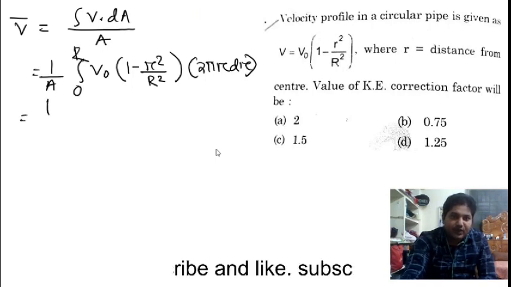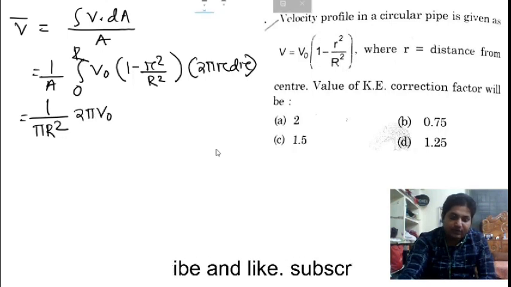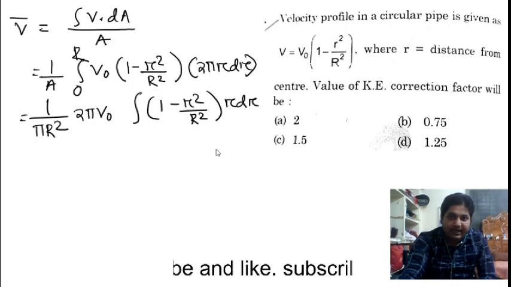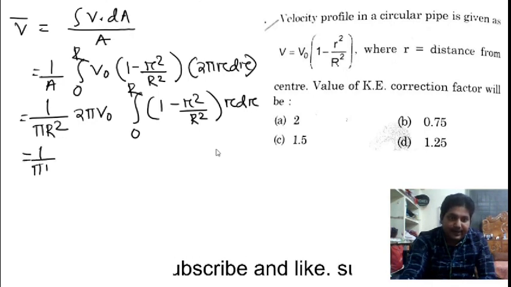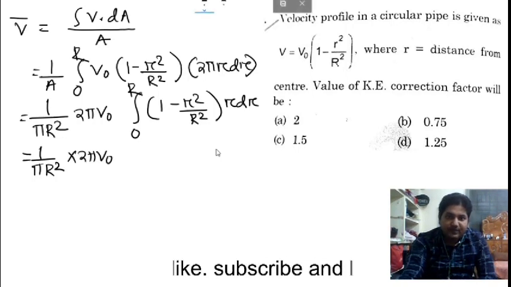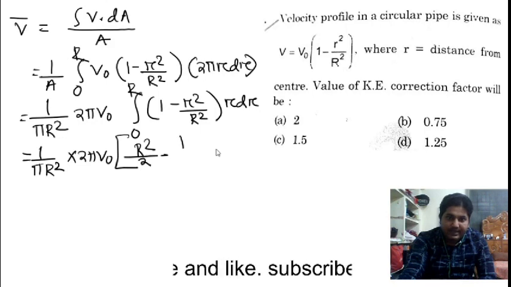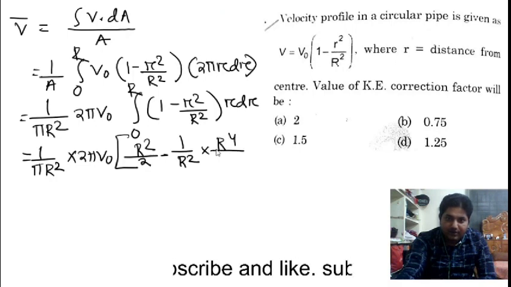Now, what is the area? It is pi R square, and we take the constants out. So 2 pi v naught comes out, and the integration of (1 minus r square divided by R square) into r dr varies from 0 to capital R. So it is 1 by pi R square into 2 pi v naught, and if you do the integration and put in the limits, it comes out to be R square by 2 minus 1 by R square into R to the power 4 divided by 4.